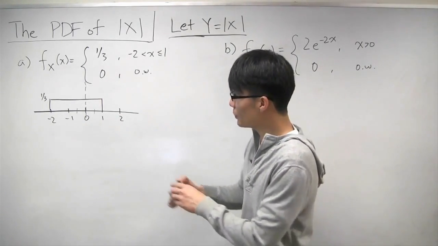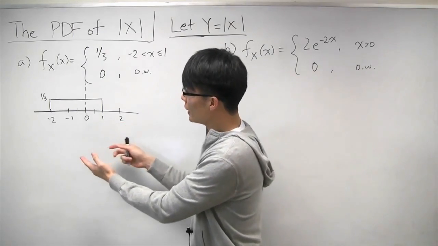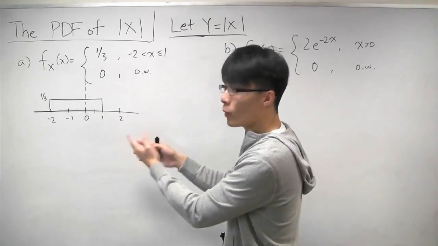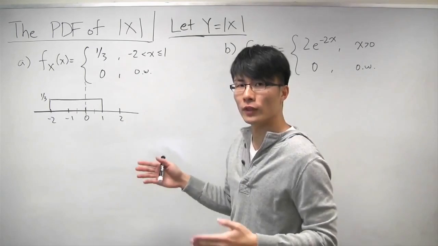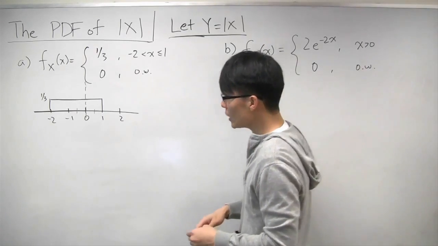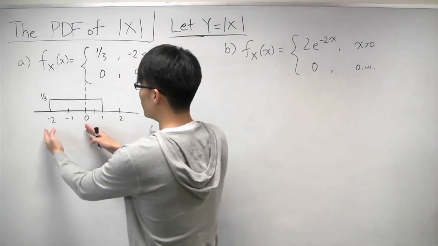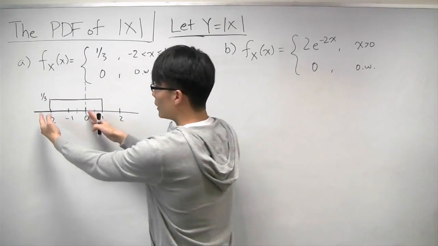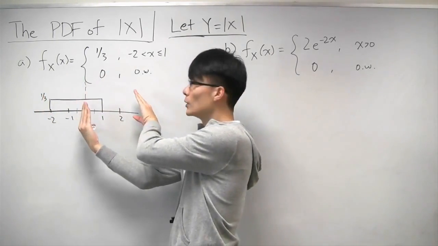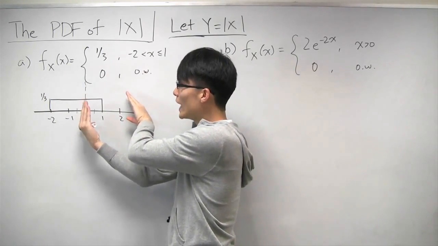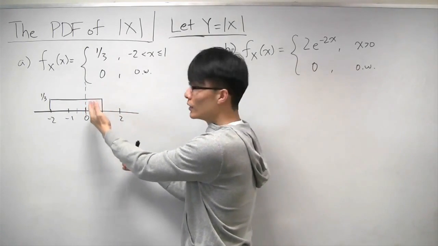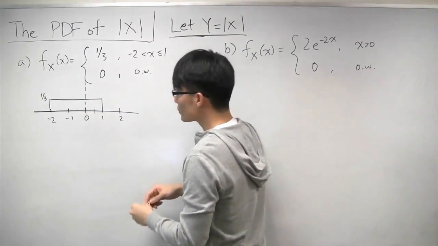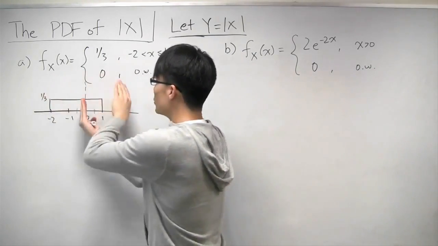And you can take the PDF diagram itself and imagine transforming it to find out what the PDF of the absolute value of x will look like. So the way to do it would be you take what's on the negative side, you flip it over and take the mirror image, and then you stack it on top of what you have on the right-hand side or the positive side.